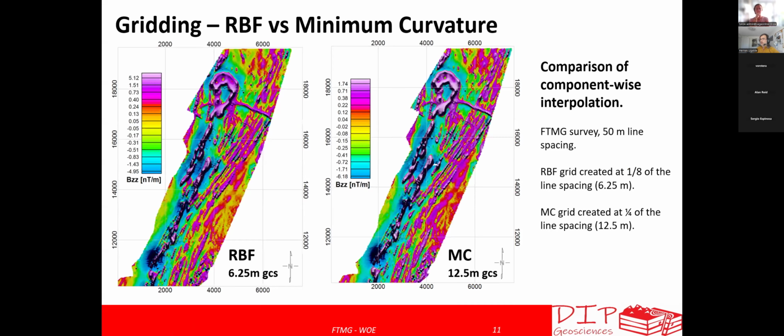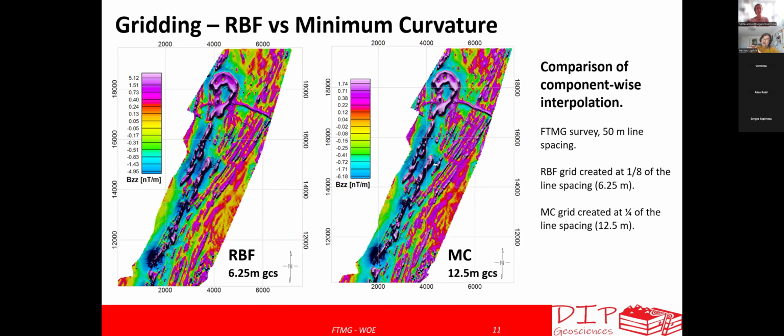So how do they look? This is some data that we were allowed to use. It's a magnetic gradiometer survey flown at 50-meter line spacing. And remember, one of the things is that if you use full tensor interpolation, you can go to 1/8 of the line spacing because you have more data.